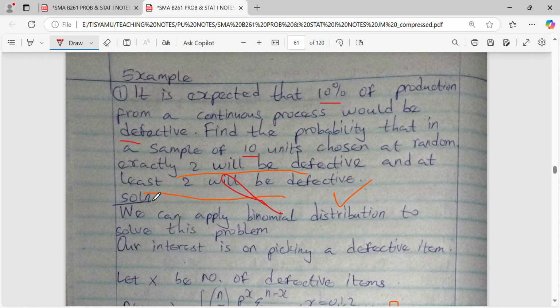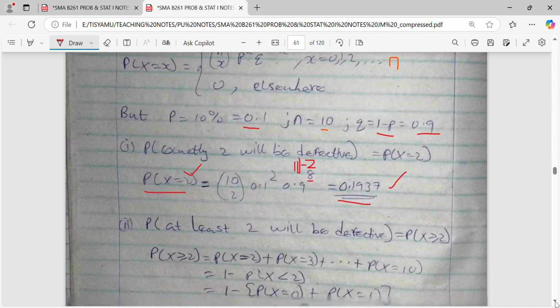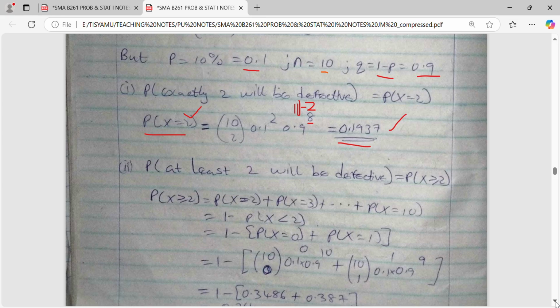Then the next part is we look for the probability that at least 2 will be defective. It means that we are looking for the probability that x is 2 or more. That is the probability that X equals 2 plus the probability that X equals 3 plus all the way to the probability that X equals 10. And this can also be written as 1 minus the probability that X is less than 2. 2 here is not inclusive. And the probability that X is less than 2 means the probability that X equals 0 plus the probability that X equals 1. So we are going to look for these two.